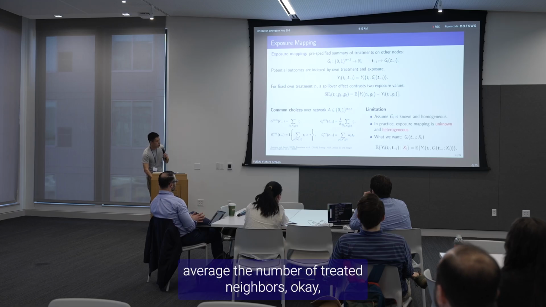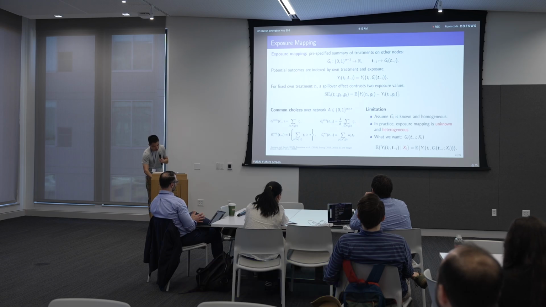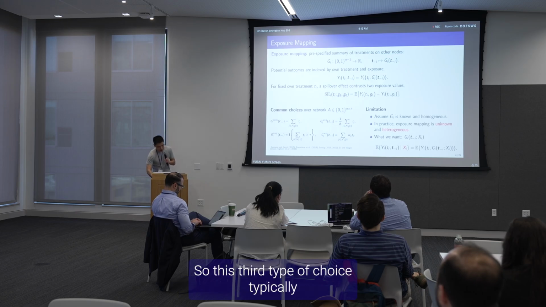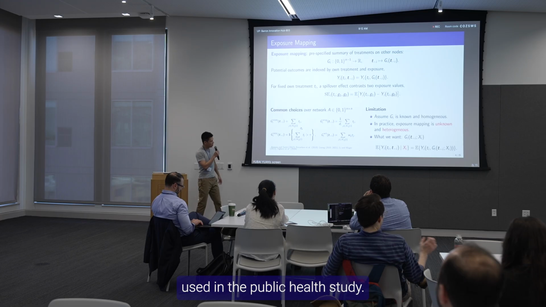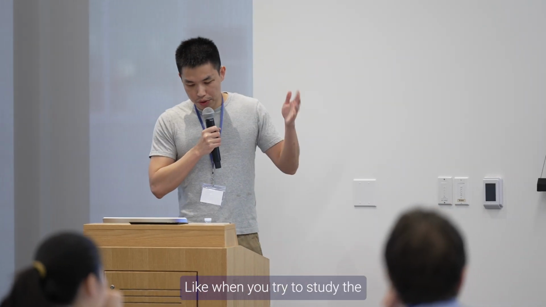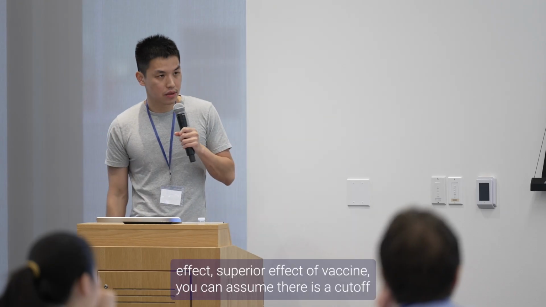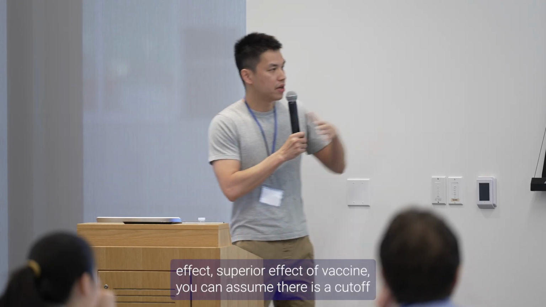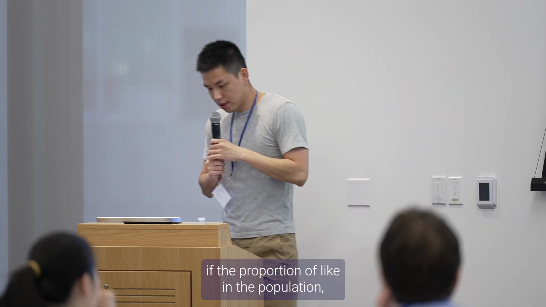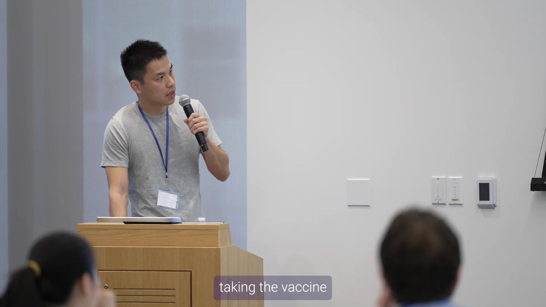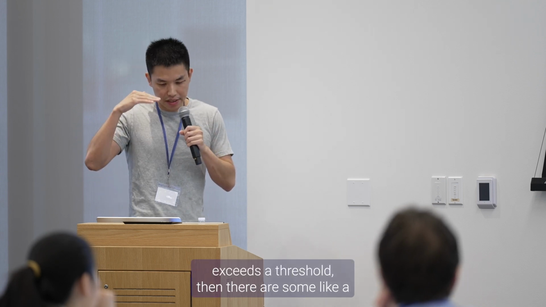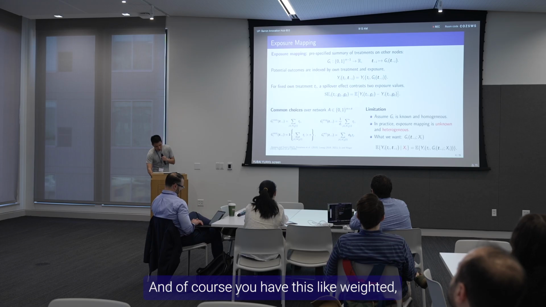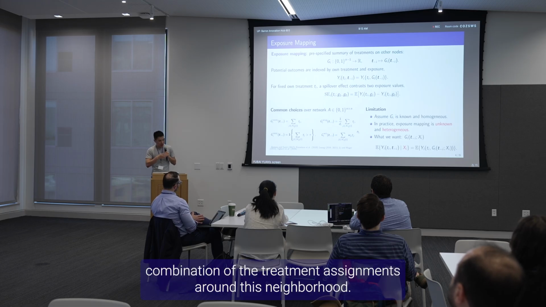Similarly, you can average the number of treated neighbors by dividing by the degree, or you can set up a threshold. This third type of choice is typically used in public health studies. For example, when you try to study the spillover effect of a vaccine, you can assume there's a cutoff: if the proportion of the population taking the vaccine exceeds a threshold, then there's some effect. And of course, you have a weighted combination of the treatment assignments around this neighborhood.